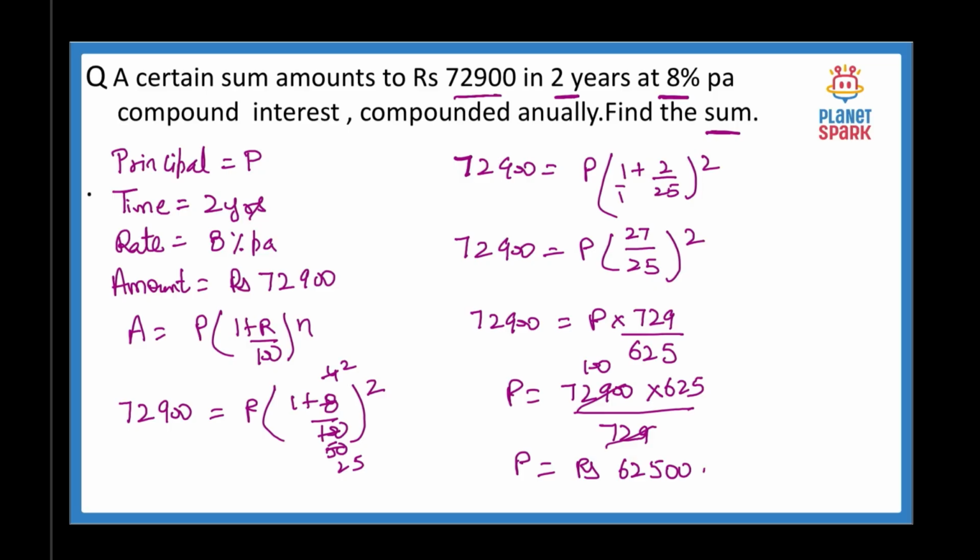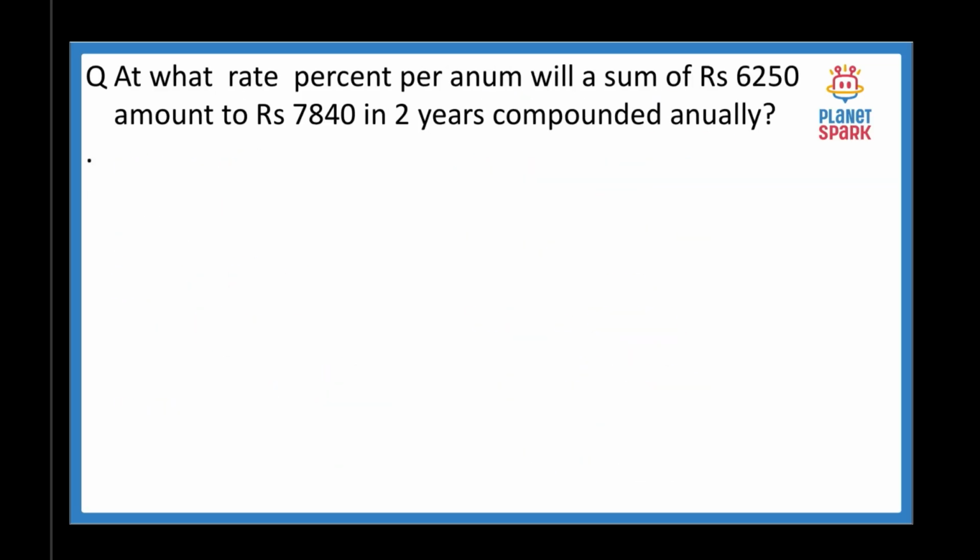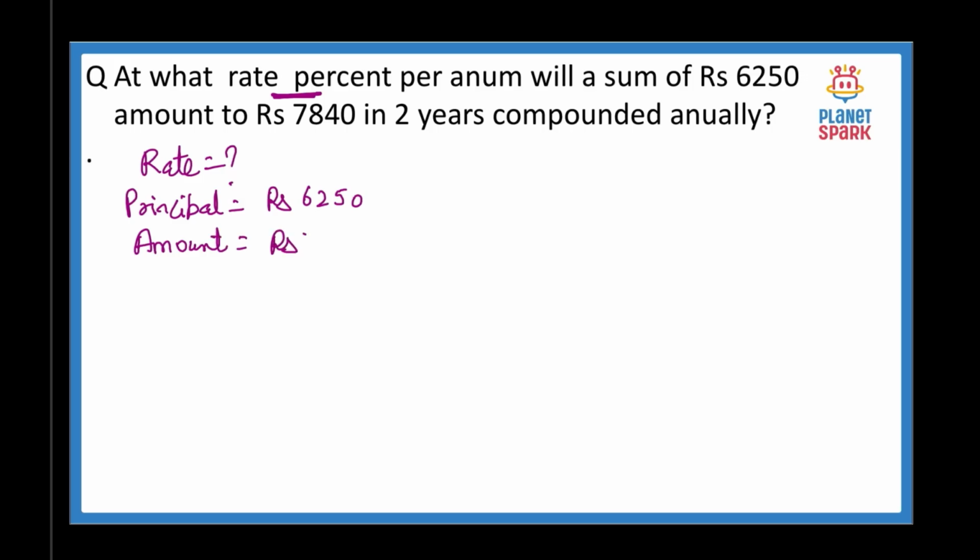Let's practice one more example. The question says, at what rate percent per annum will the sum of rupees 6,250 amount to rupees 7,840 in 2 years compounded annually? I need to find out the rate of interest over here. I'm not given the rate of interest. Principal given to us is 6,250. Amount given to us is rupees 7,840. And time given to us is 2 years.